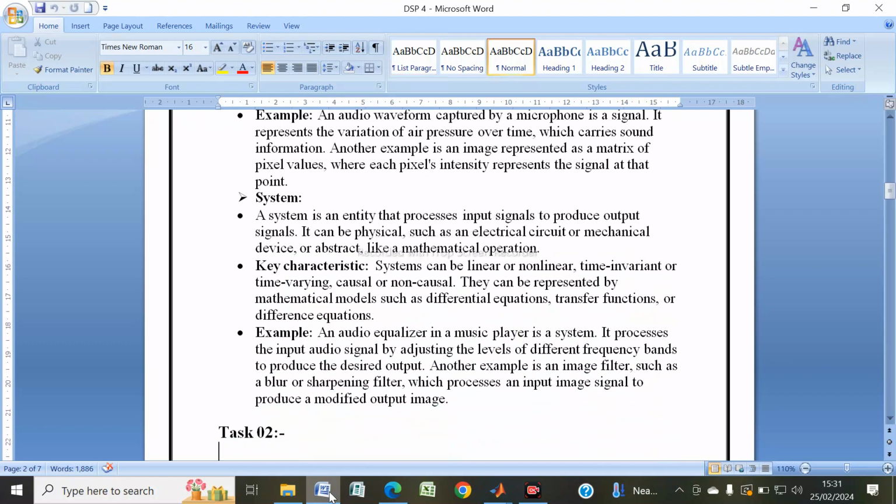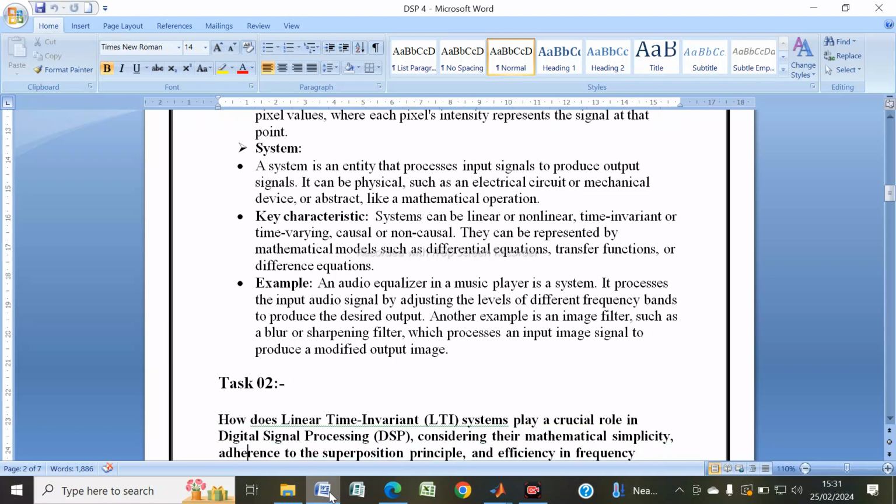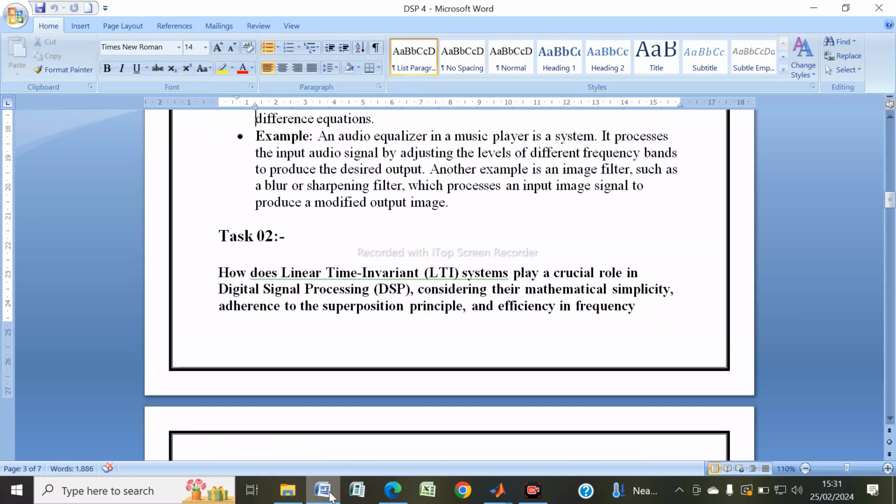Now we will move to the system. A system is an integrated process that takes an input signal to produce an output signal. It can be physical, such as an electrical circuit or mechanical device, or abstract. Its key characteristic is that a system can be linear or non-linear, time invariant or time varying, causal or non-causal. It can be represented by mathematical models such as differential equations and transfer functions. An example is an audio equalizer in a music player. It produces the output audio signal by adjusting the level of different frequency bands.